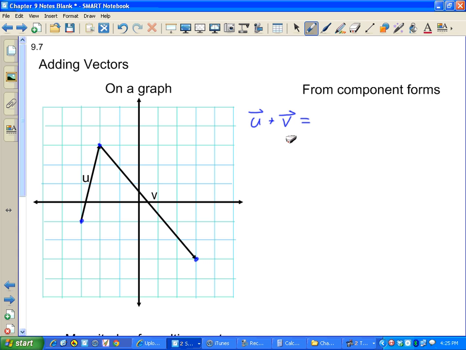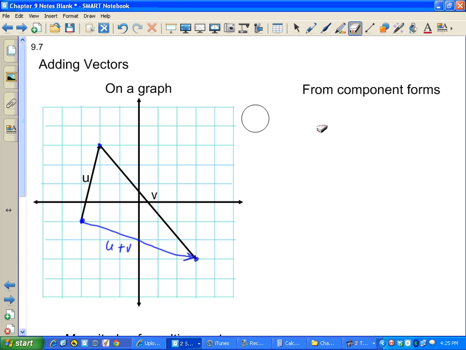In this case, I would draw vector u plus v by going from my start point and drawing an arrow directly to where I end after going through both of those operations. This is vector u plus v.